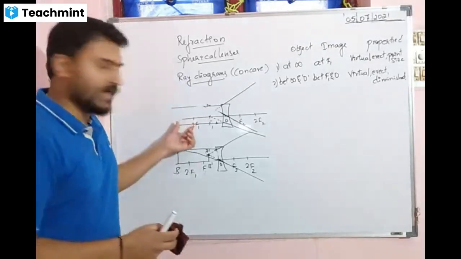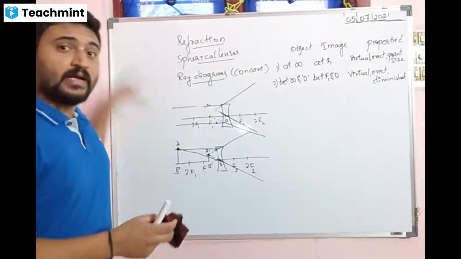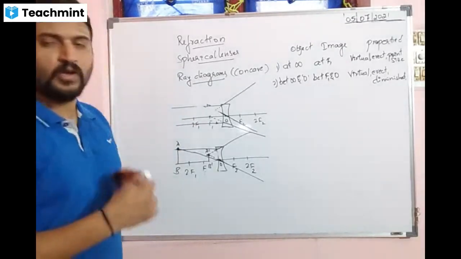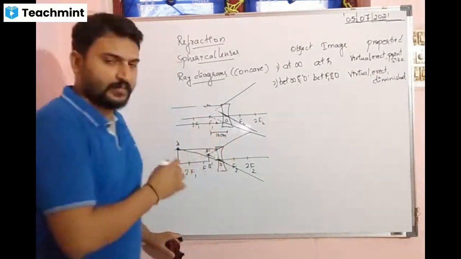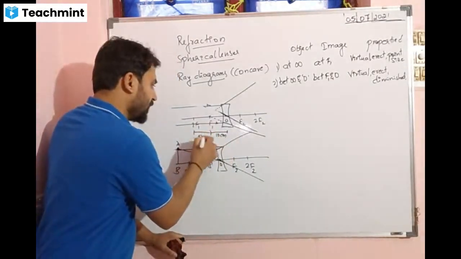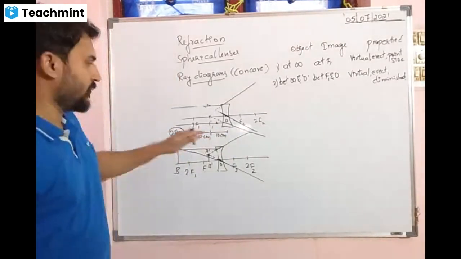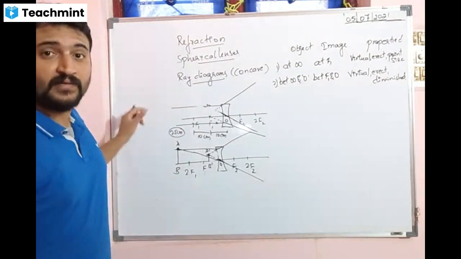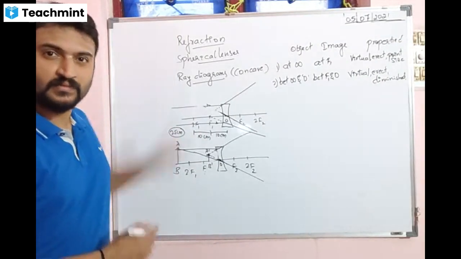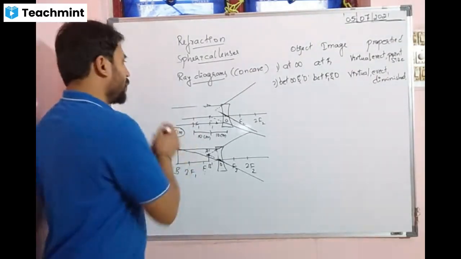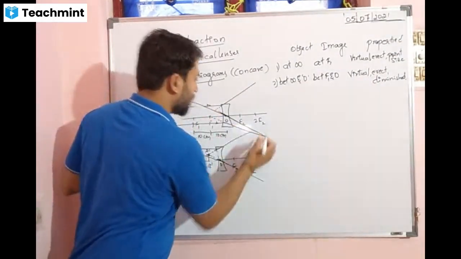It is farther than 2F1. Beyond means somewhere very nearby 2F1. If the focal length of this lens is 10 centimeters, then definitely it will be 10 centimeters here. Suppose it is 25 centimeters, we can call it beyond 2F1. If it is 35, 40 centimeters away, that we call infinity. It is so much far. So from there, if the object is bigger and you want to bring it, straight away it will pass through the optic center and move away.